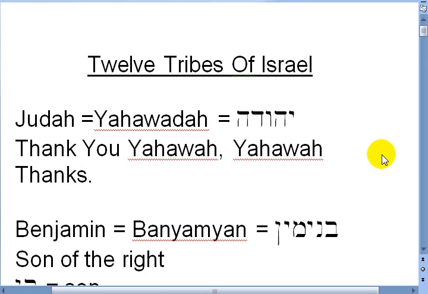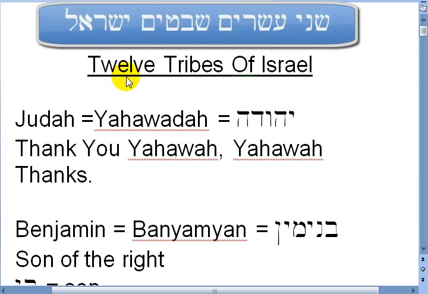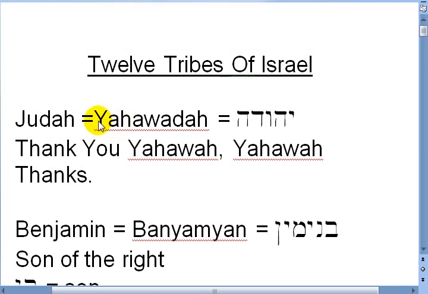All right, so we're just going to start it off. This is the 12 tribes of Israel. The first tribe is Judah, as you brothers know. The way you say Judah in the Hebrew is Yehowadah, and you see it here. This is the Syrian script. I use the Assyrian, or the Syrian script, which is the Aramaic.